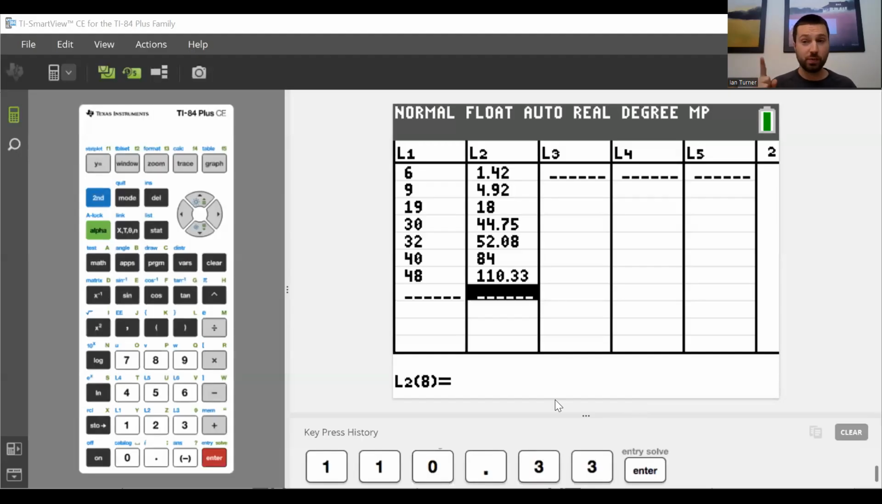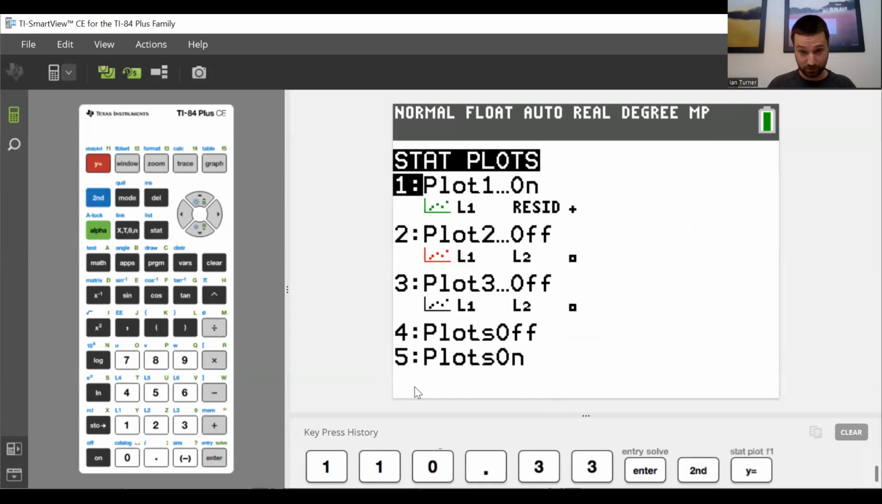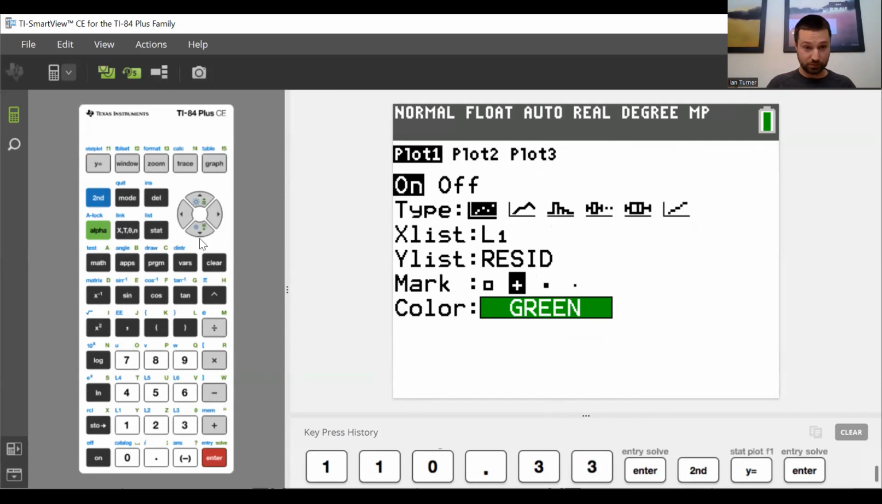We're back in it. Hopefully you put your data in your calculator and it looks something like this, right? Now, one thing we want to do before we do anything else is you probably have your residual plot on, and right now we don't want that. So let's remind you, and we're going to go second y equals. Your plot probably says L1 resid. We want to put it back to L2.